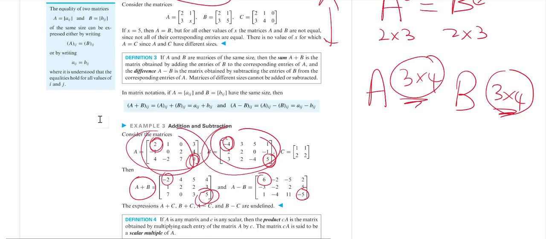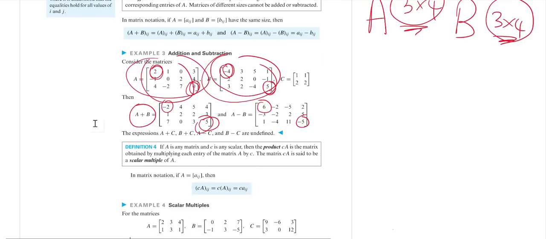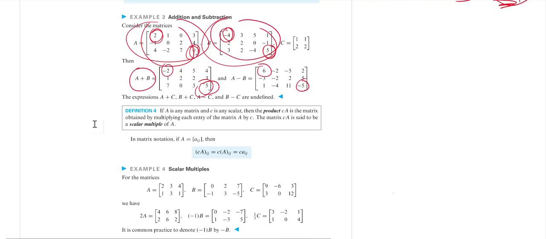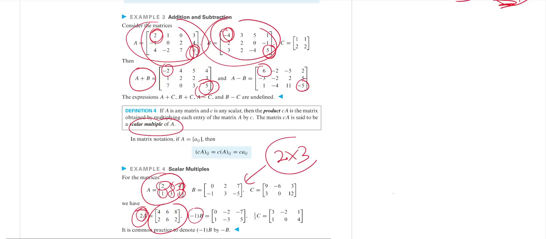That's pretty easy. Now, for multiplication, there are two types. One is called scalar multiplication, which means you take a matrix, it doesn't matter what size, and multiply it by a number. Then you just look at every entry and multiply it by that number. So you have this. The size of the matrix will not change if you multiply by a scalar. If this is a 2 by 3 matrix and you multiply by a number, let's say -1, it will still be a 2 by 3 matrix. So scalar multiplication will not change the size of the matrix.